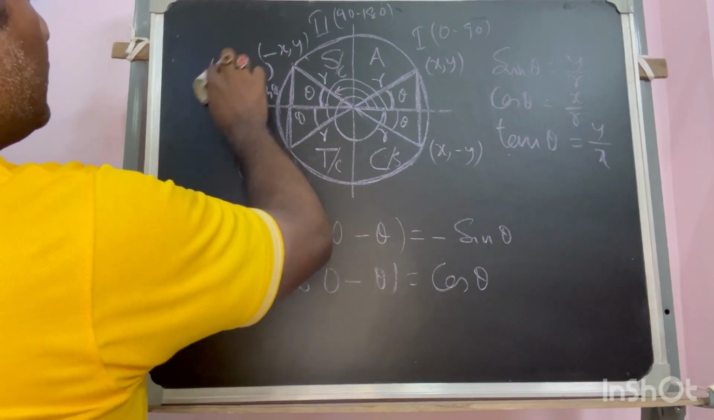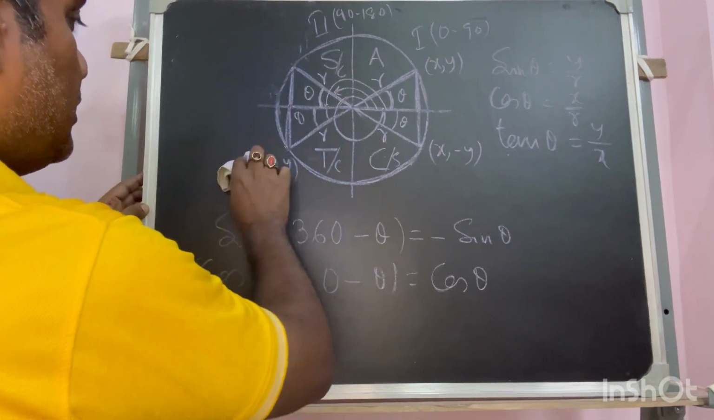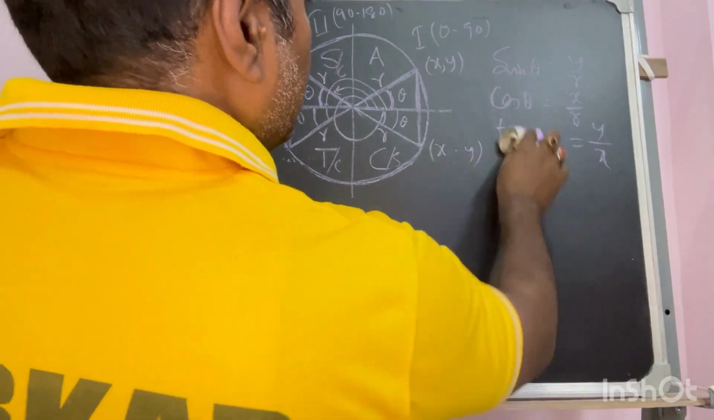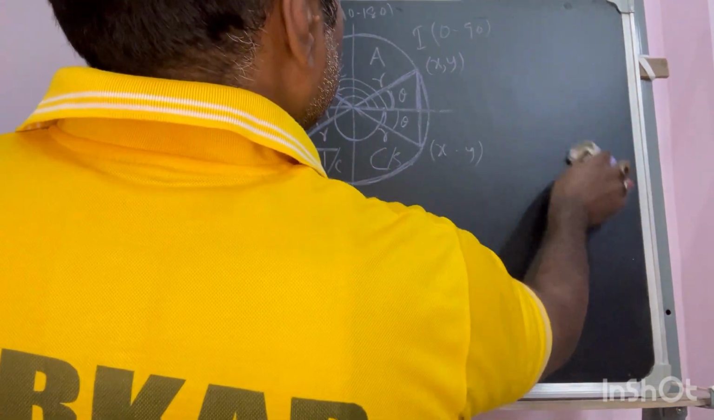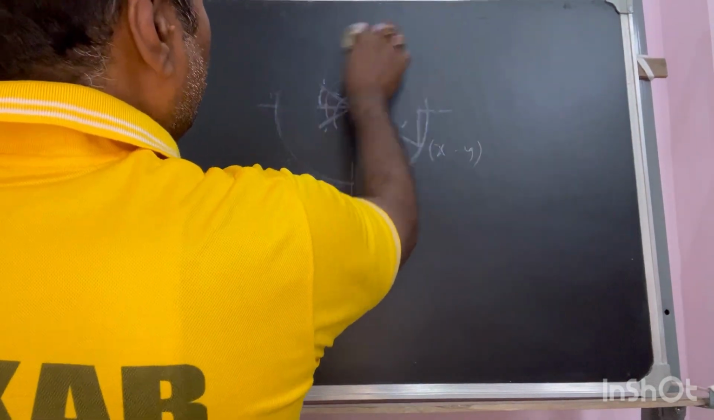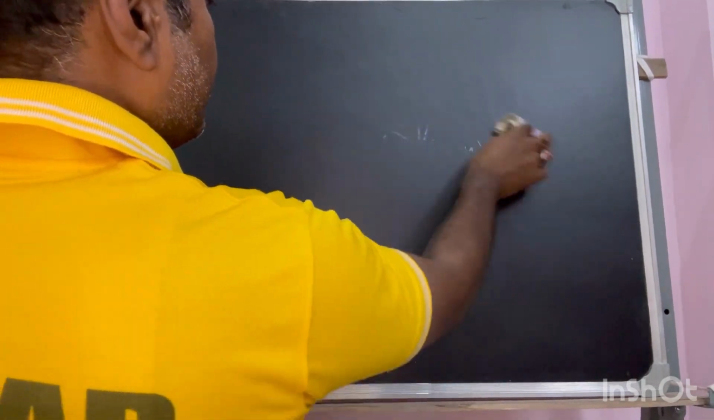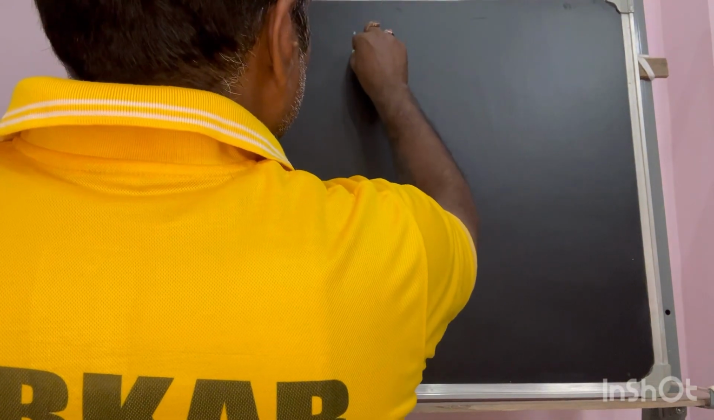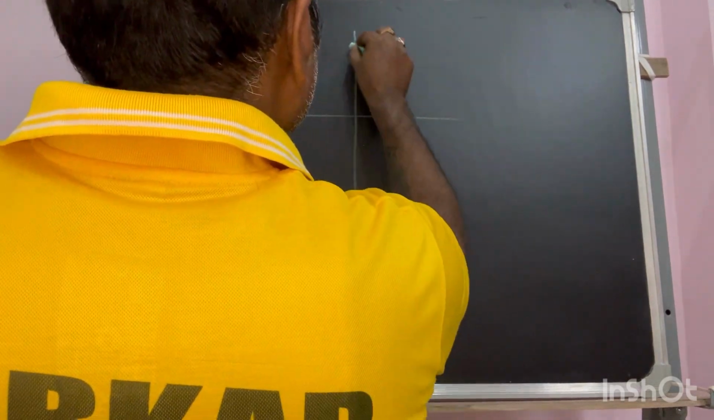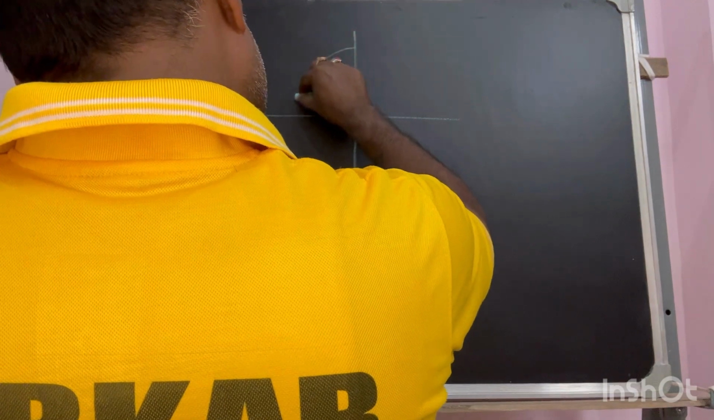Now there could be another condition. If the angle theta is made with the y axis, then what would be the result? So let me draw it again. Now I am taking the axes again, I am drawing it.